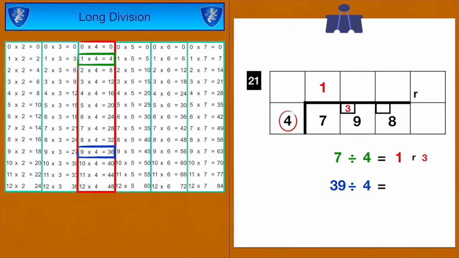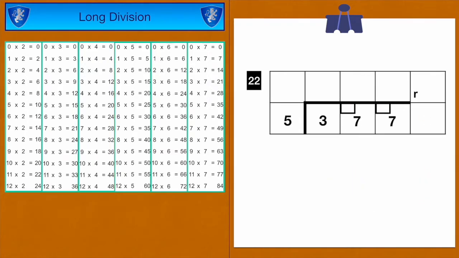And we've highlighted it here. The closer number to 39 is 36, and we know it goes in 9 times. 9 goes up there, so 9 times 4 is 36 with a remainder of 3. Third step is 38. 38 divided by 4 gives me 9 with a remainder of 2.